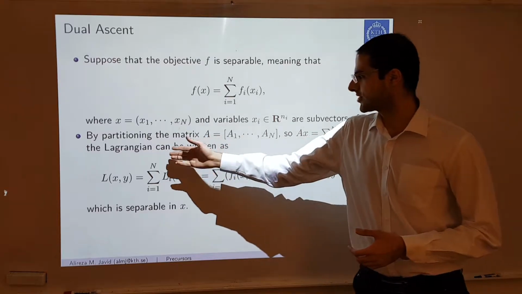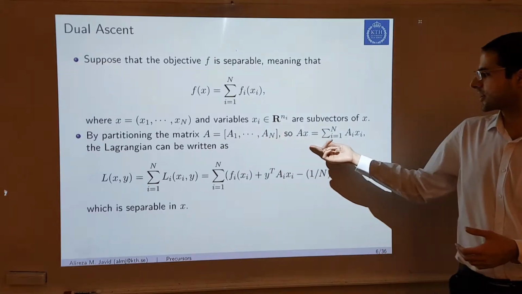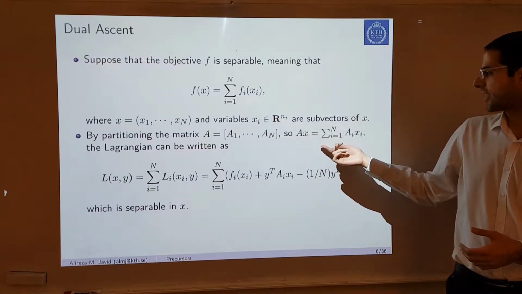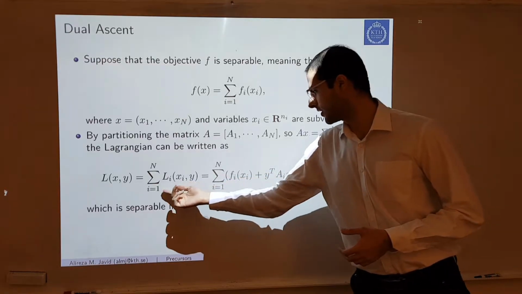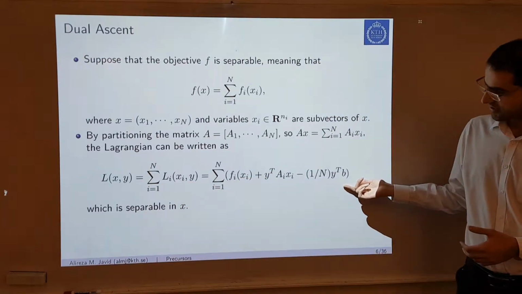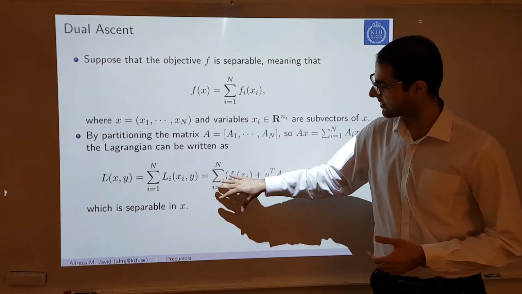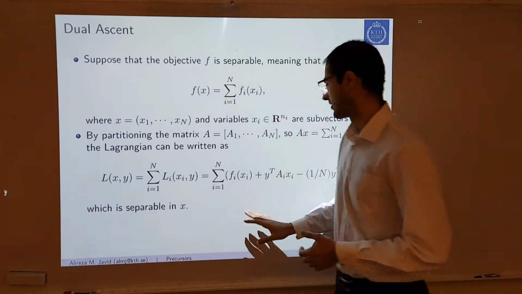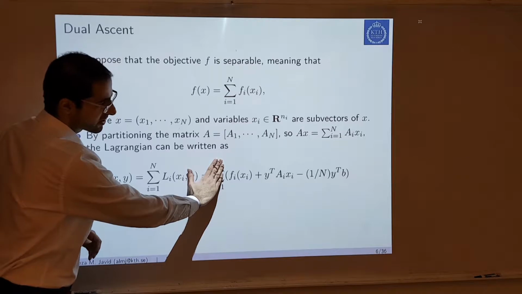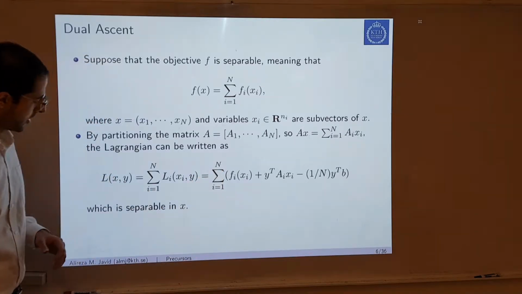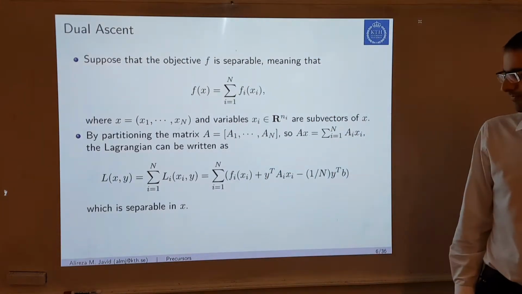We can write the Lagrangian in this form. We write the matrix A as a concatenation of some matrices A1 to AN. We can write Ax as the summation. Therefore, the Lagrangian will be in this form. We can see it is separable in x, which means that, for example, you have n different minimizations like this, and you can solve them separately in each of these distributed nodes. So this is one of the advantages of the dual ascent method.